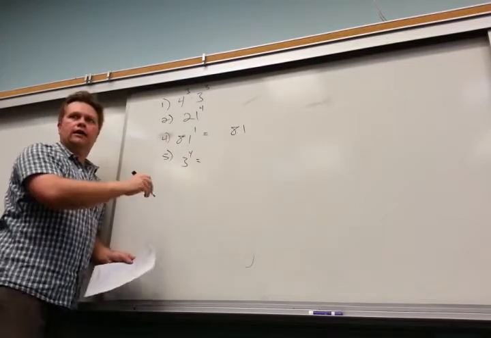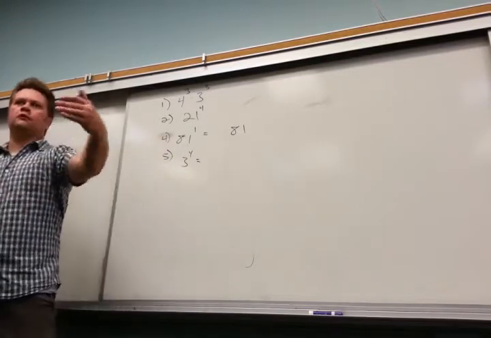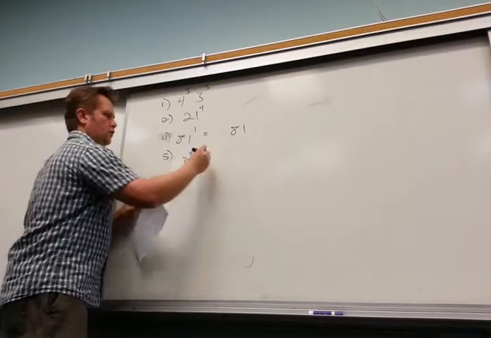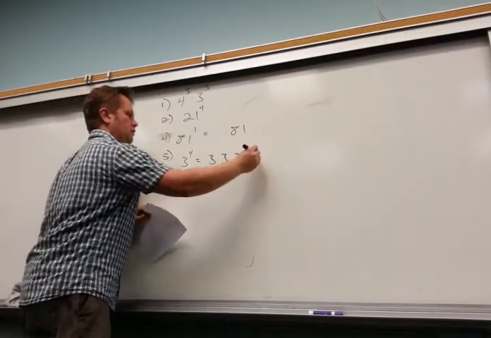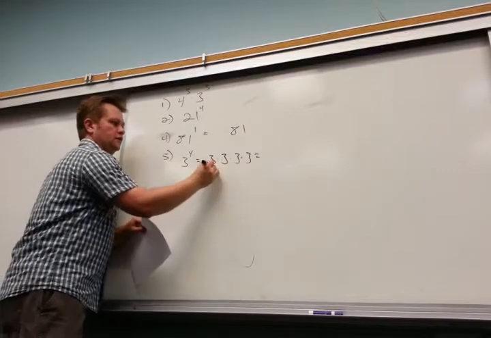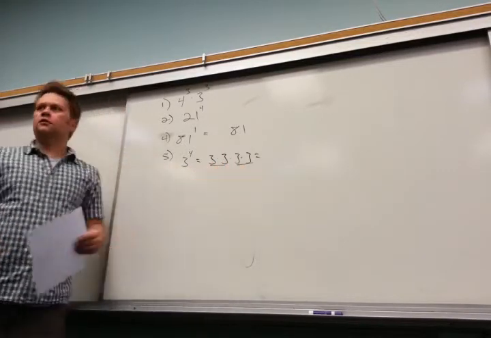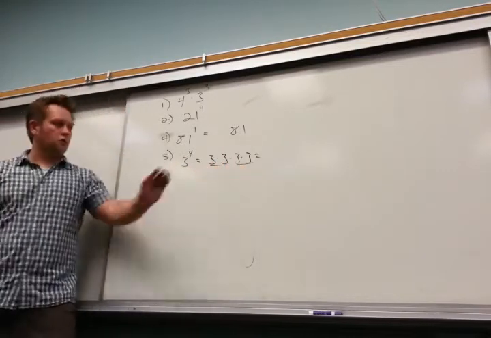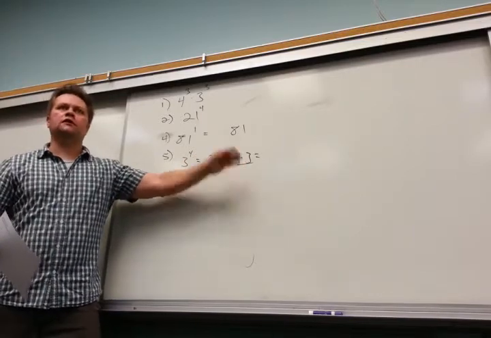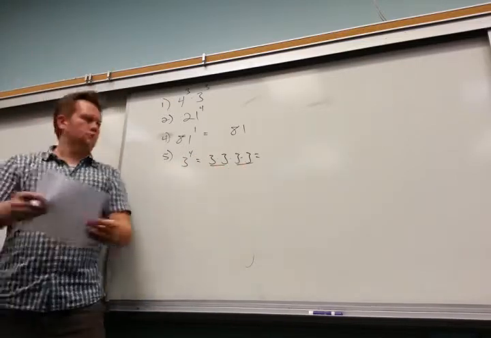81. I like it, because 3 to the 4th, if you expand it, would be 3 times 3 times 3 times 3. So you could actually do this: 9 times 9, and that's quick. Or you can do 3 times 3 is 9, times 3 is 27, times 3 is 81. 9 times 9.